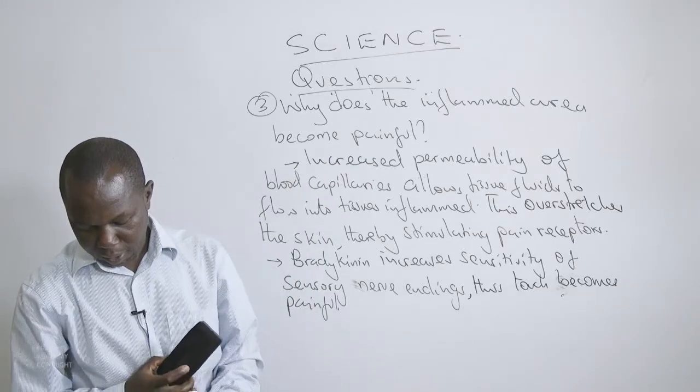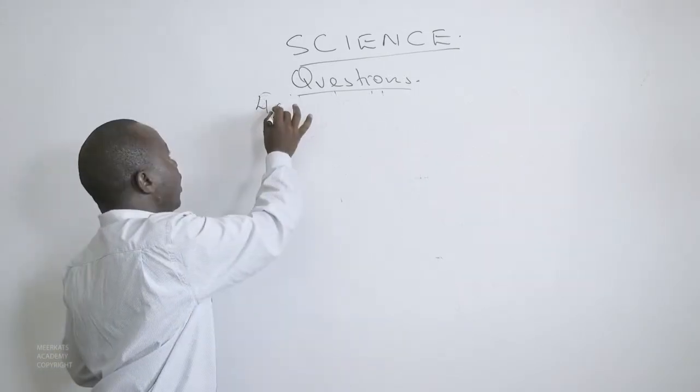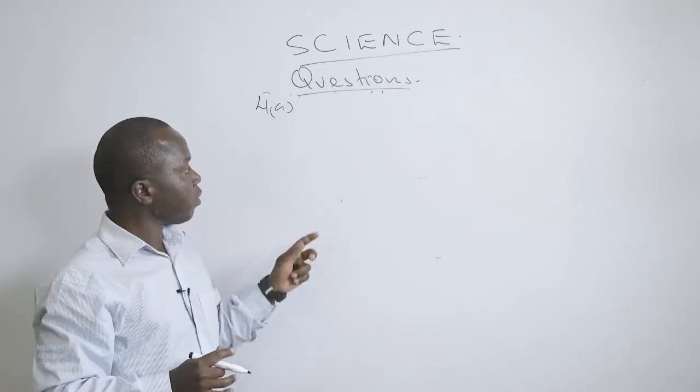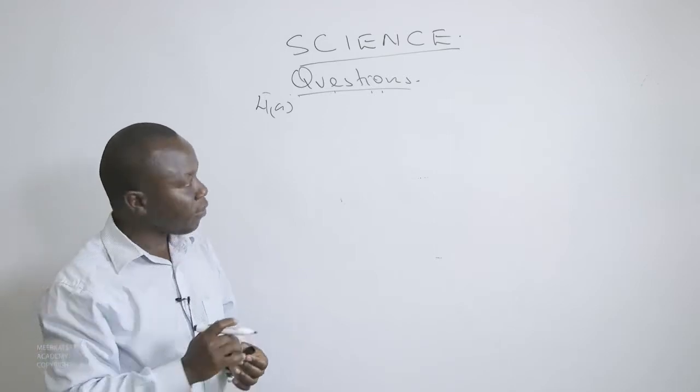So these are the two scenarios that will cause pain. Then the other question, question 4a. We have immune cells, so I want to define some of them. What are phagocytes?